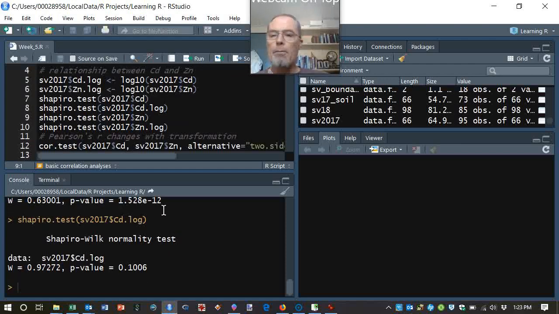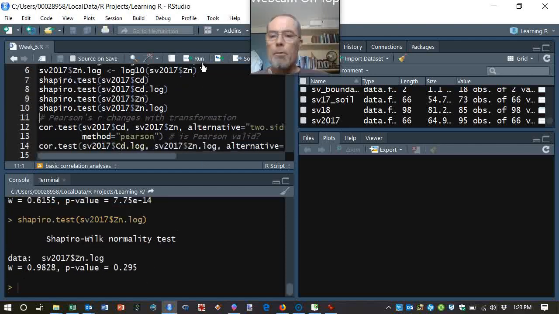Okay, so untransformed version, we can reject the null hypothesis that the distribution is the same as normal, but not with the log transform version, so that's appropriate to use in a procedure like Pearson's correlation. And similarly with zinc, the log version has a p-value above our 0.05 threshold. It passes, if you like, the Shapiro-Wilk test, and so those are both valid to use in a Pearson correlation, which assumes normally distributed variables.